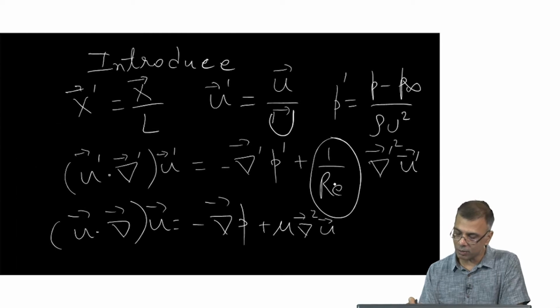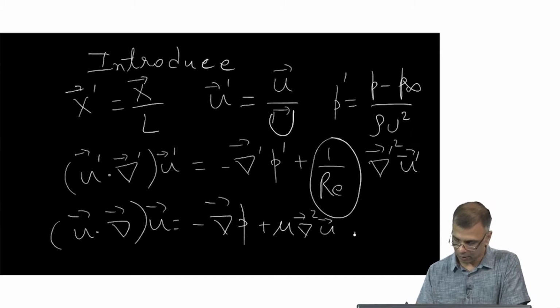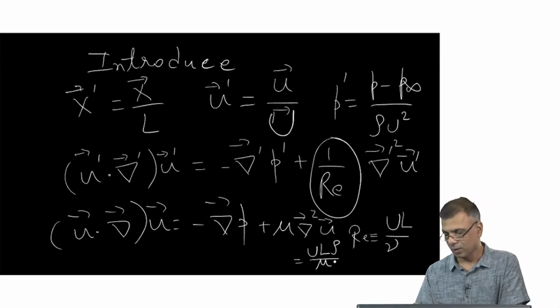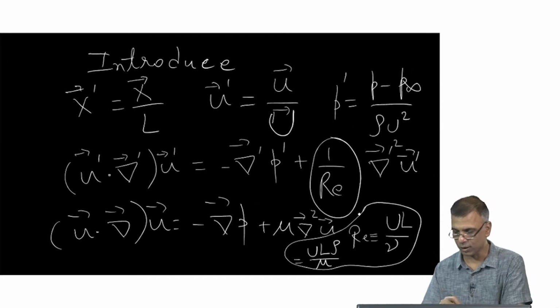And in place of the viscosity coefficient, you have this 1 over Re appearing here, where Re is defined as U L over nu, or U L rho over mu, same thing. Okay, so excuse me for the mess, but this is what it is.